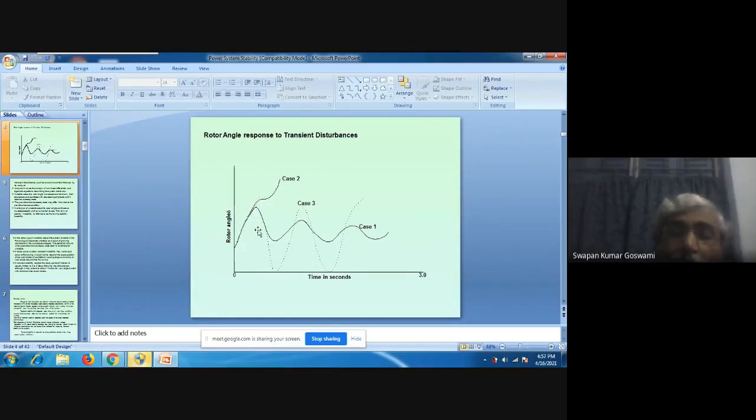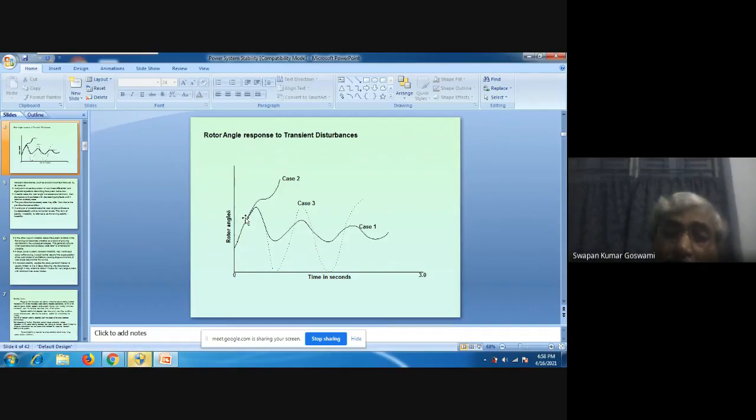So in this case, if you see the first swing, what is the meaning of first swing? The rotor angle is increasing and then decreasing and then increasing again. So one swing is completed. It then again increases and decreases. But here the peaks are gradually becoming lower. That means it will become synchronous again. The steady state will be obtained again.